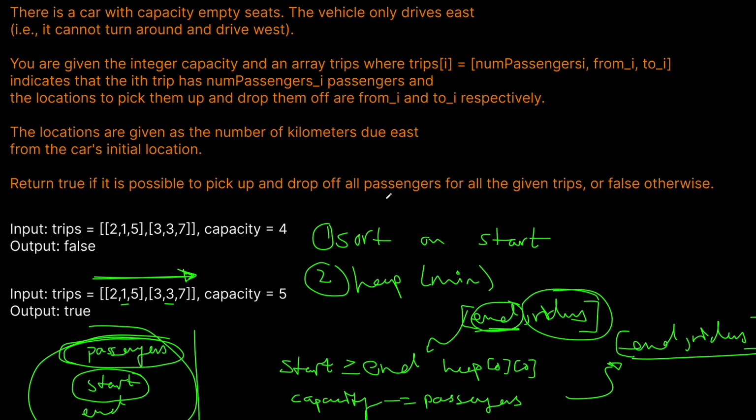We were able to pick up and drop off all the passengers, and we can simply return true. So this was a little bit messy. I know that I'm drawing with my mouse. It's kind of hard to see, but let's go into the actual code editor where I'm going to write it out, walk you through it line by line, and it should be super simple. So I'll see you there.